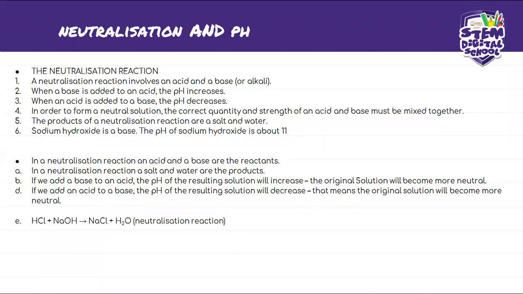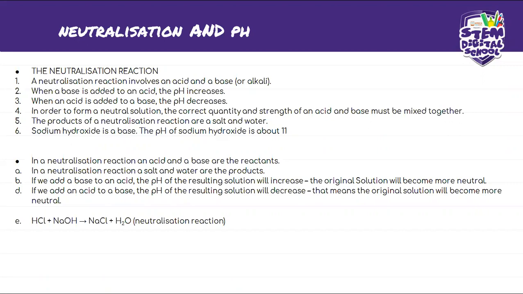If we add a base to an acid, the pH of the resulting solution will increase. The original solution will become more neutral. If we add an acid to a base, the pH of the resulting solution will decrease. That means the original solution will become more neutral.